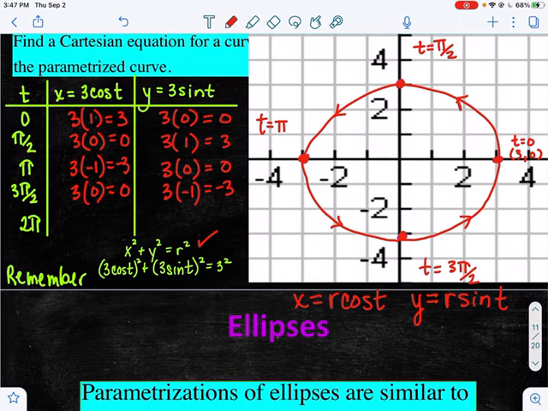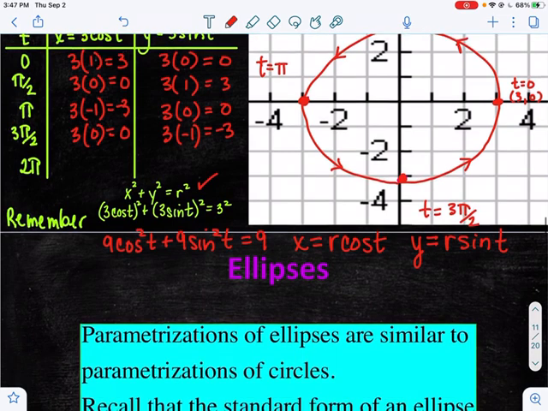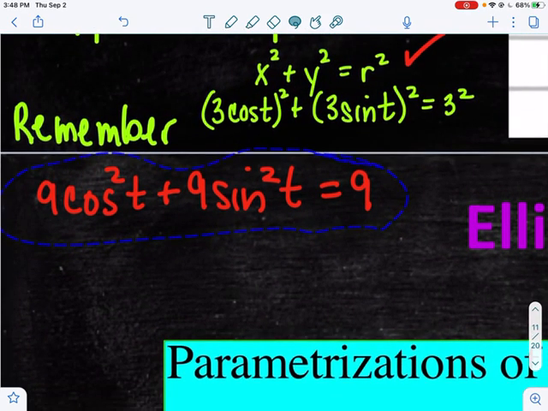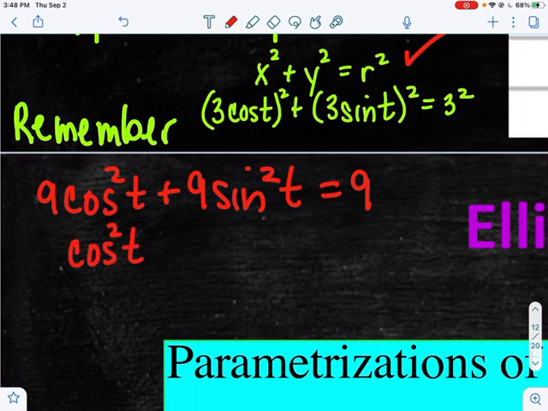So if I square this, it's a circle with radius 3. If I square this, I get 9 cosine squared t plus 9 sine squared t is equal to 9. I'm going to move this over here. And then if I factor out a 9, you'll see that it is certainly true. We get cosine squared, divide everything by 9. Cosine squared plus sine squared t is equal to 1.